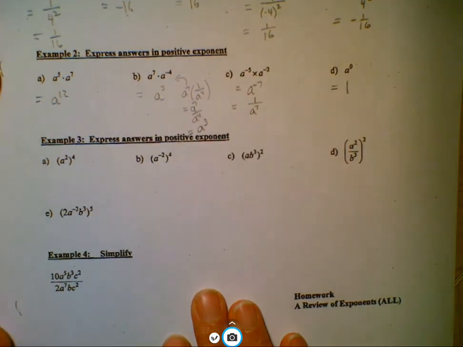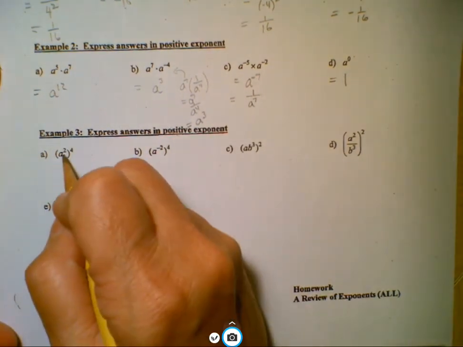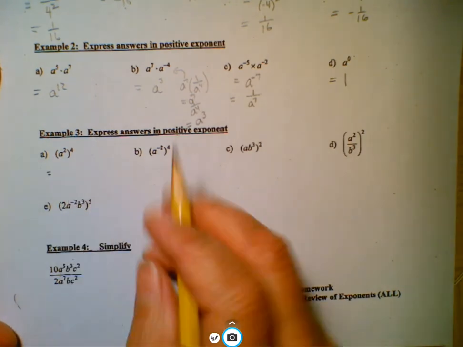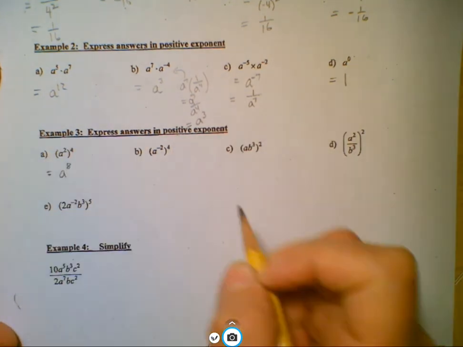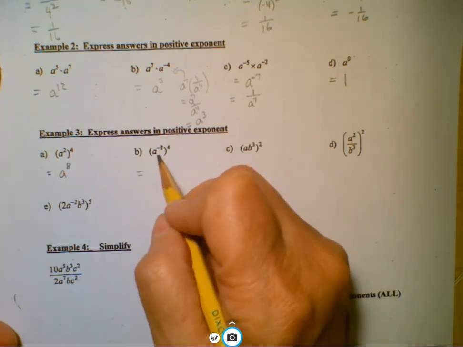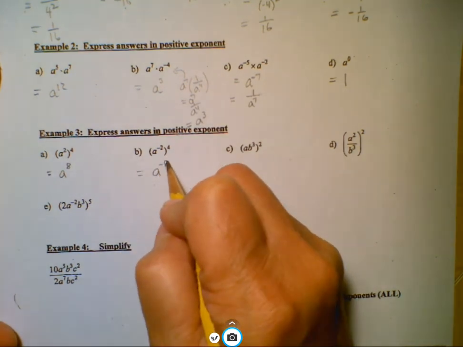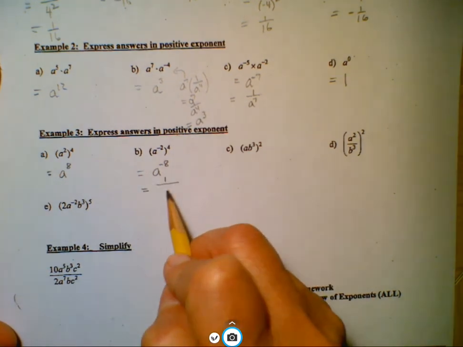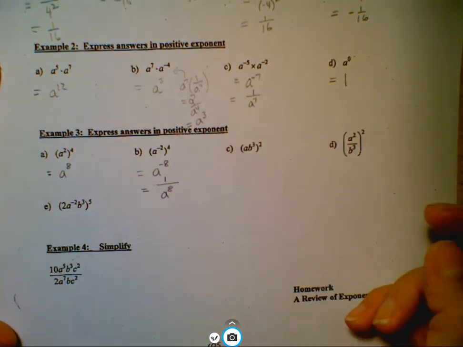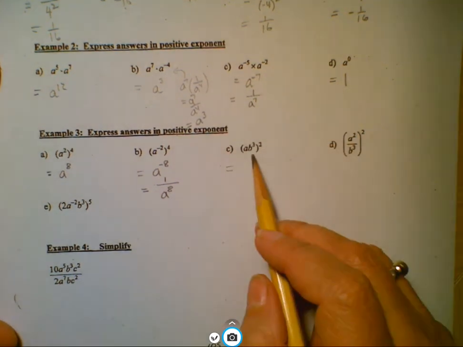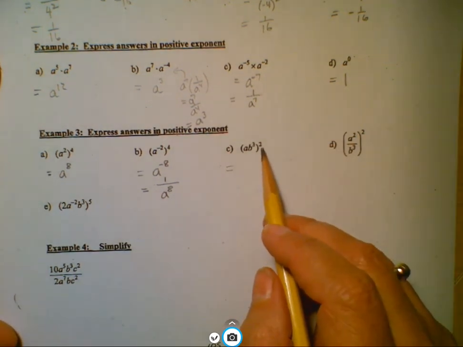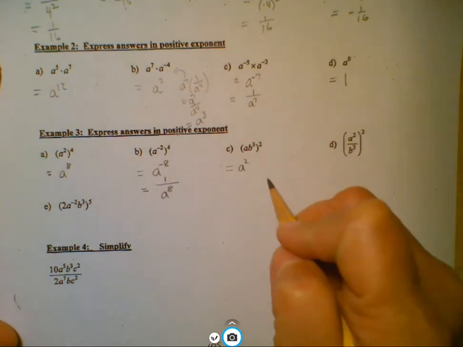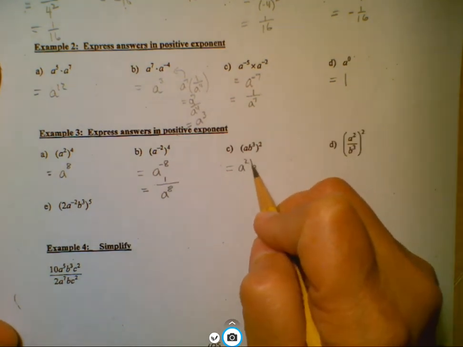Okay, example 3. All right, so a squared to the exponent 4. So we have a power raised to another exponent. We multiply the exponents, but we write our answer with positive exponent, so 1 over a to the 8th. Okay, here we have a bracket with a bunch of things multiplied. Each of the things is going to be squared. So a squared is a squared, and b cubed squared is b to the 6th.